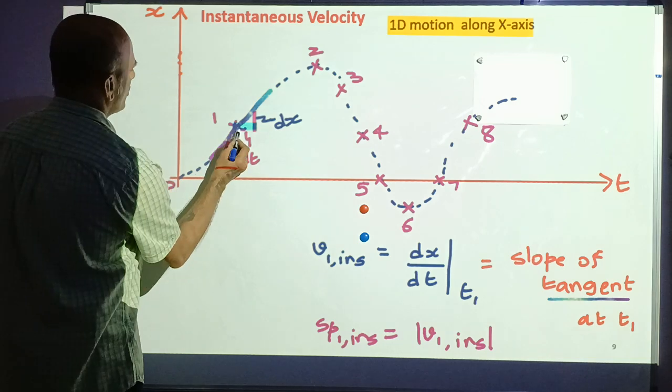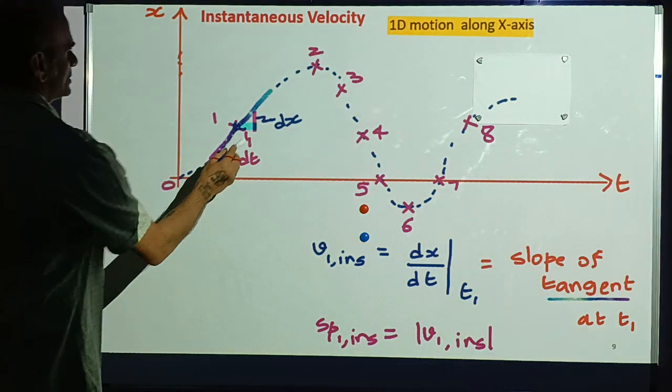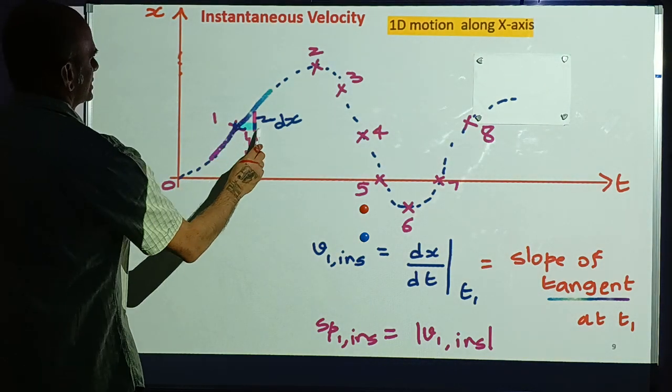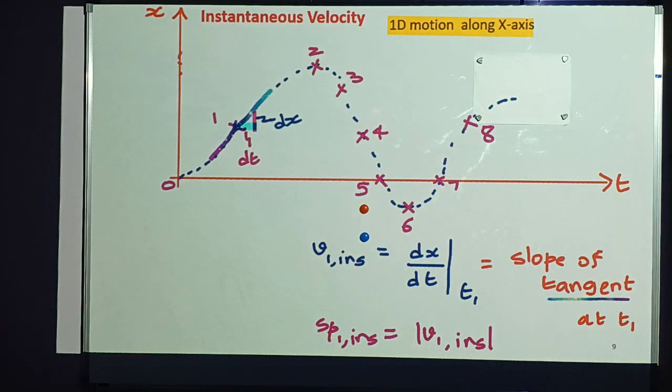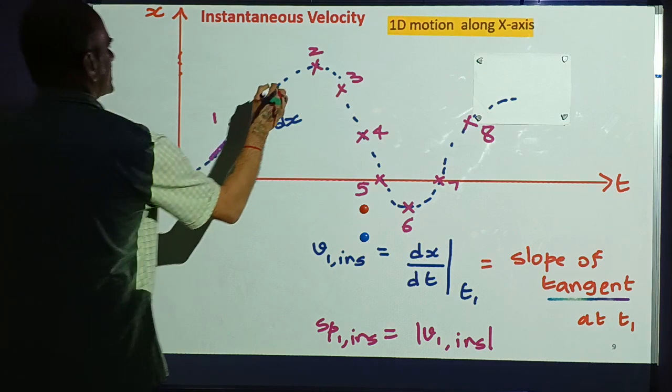From here, I'll take a small time interval dt. So it will go on from here to here, and the corresponding displacement is dx. So this ratio dx by dt is instantaneous speed. This can be defined for any point, any time instant.